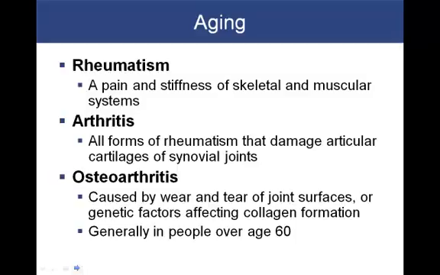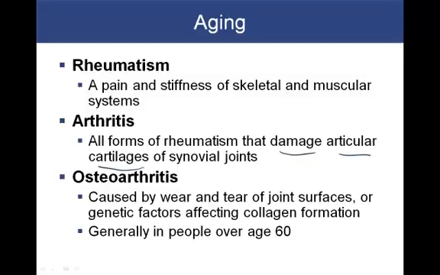One of the last objectives of this section deals with aging. What happens to our joints with old age? I think if I were to ask, a lot of people could come up with stuff like arthritis. Let's define some of these terms. Rheumatism is any type of pain or stiffness of the skeletal or muscular systems. So rheumatism is a very generalized term that just identifies pain or stiffness. Arthritis deals with actual damage to the articular cartilages of the synovial joints.